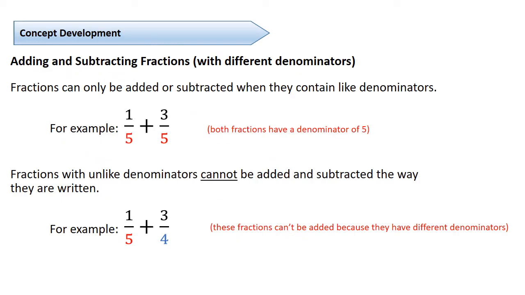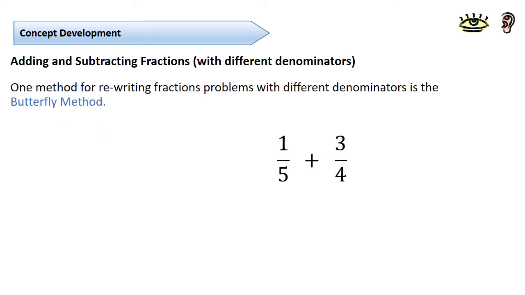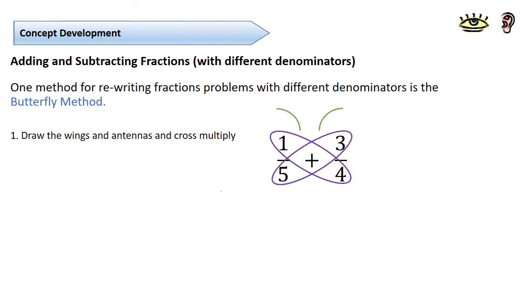Right, as you've seen a second ago, adding fractions or subtracting fractions with like denominators is quite simple and straightforward. If they're not the same, then we're going to need to adjust them so we both have the same denominator. Right, this first method here is called the butterfly because if you draw it out, it looks a bit like a butterfly with the wings. So draw the wings and antennas and cross multiply.